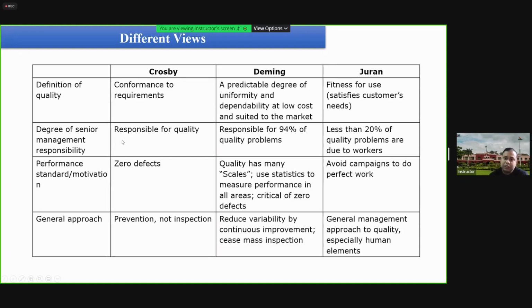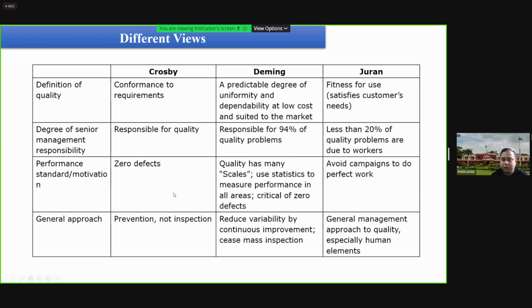Now, related to the involvement of top management, Crosby said that top management is responsible for quality. Deming categorically said that they are responsible for more than 90% of the quality problems. So whatever decisions they take impact the quality problems. And Juran was of the same view. He said that only 20% of the problems are because of the frontline workers, the rest are because of decisions made at the top management level. So they have certain contradicting views and certain common views also.